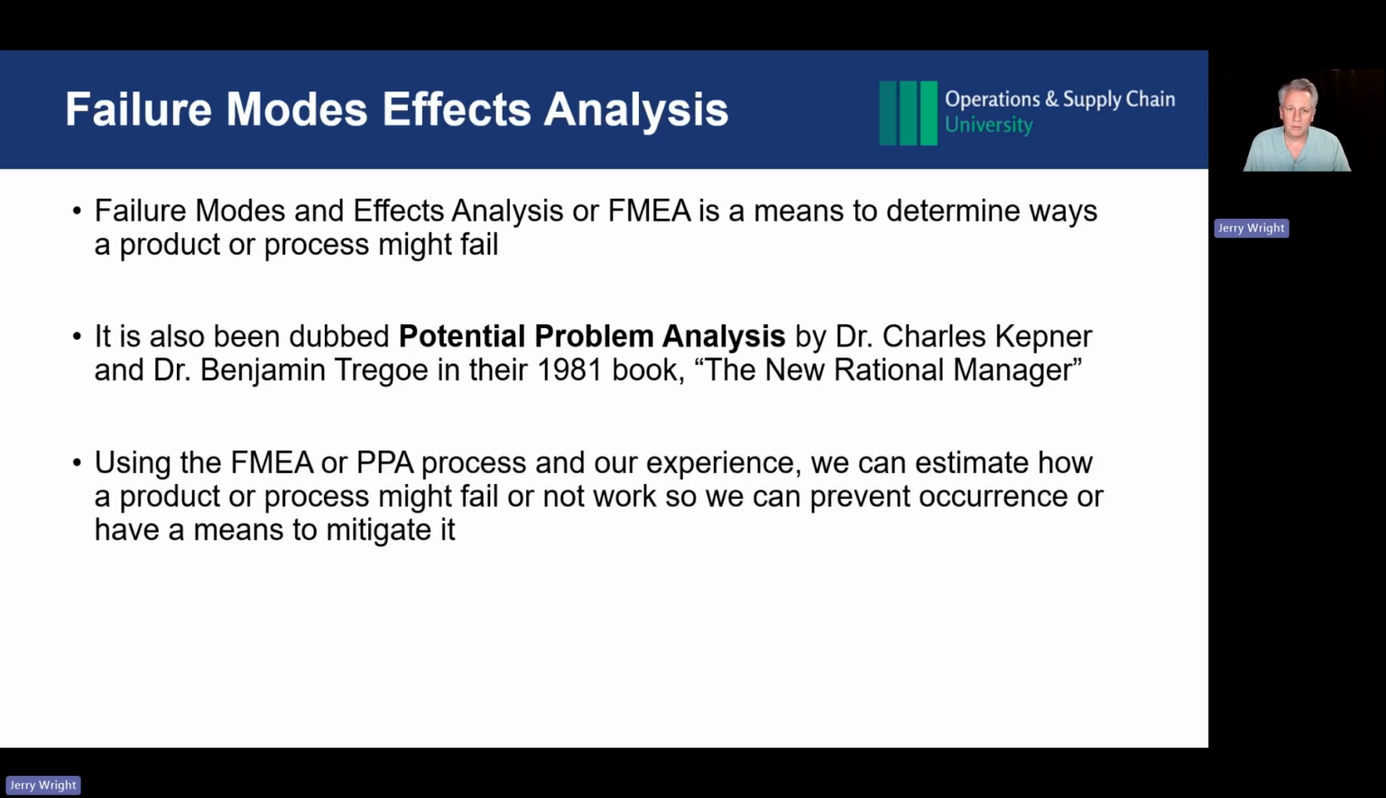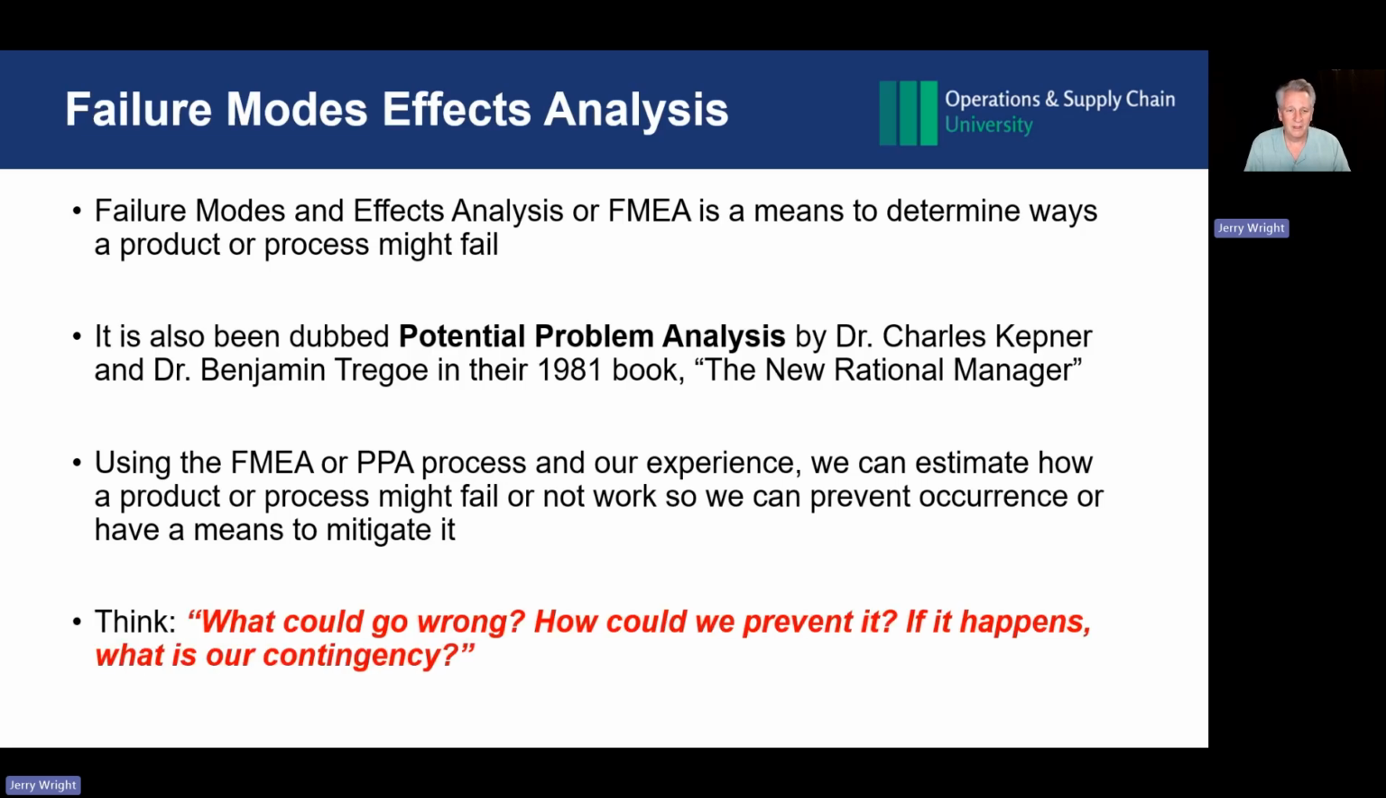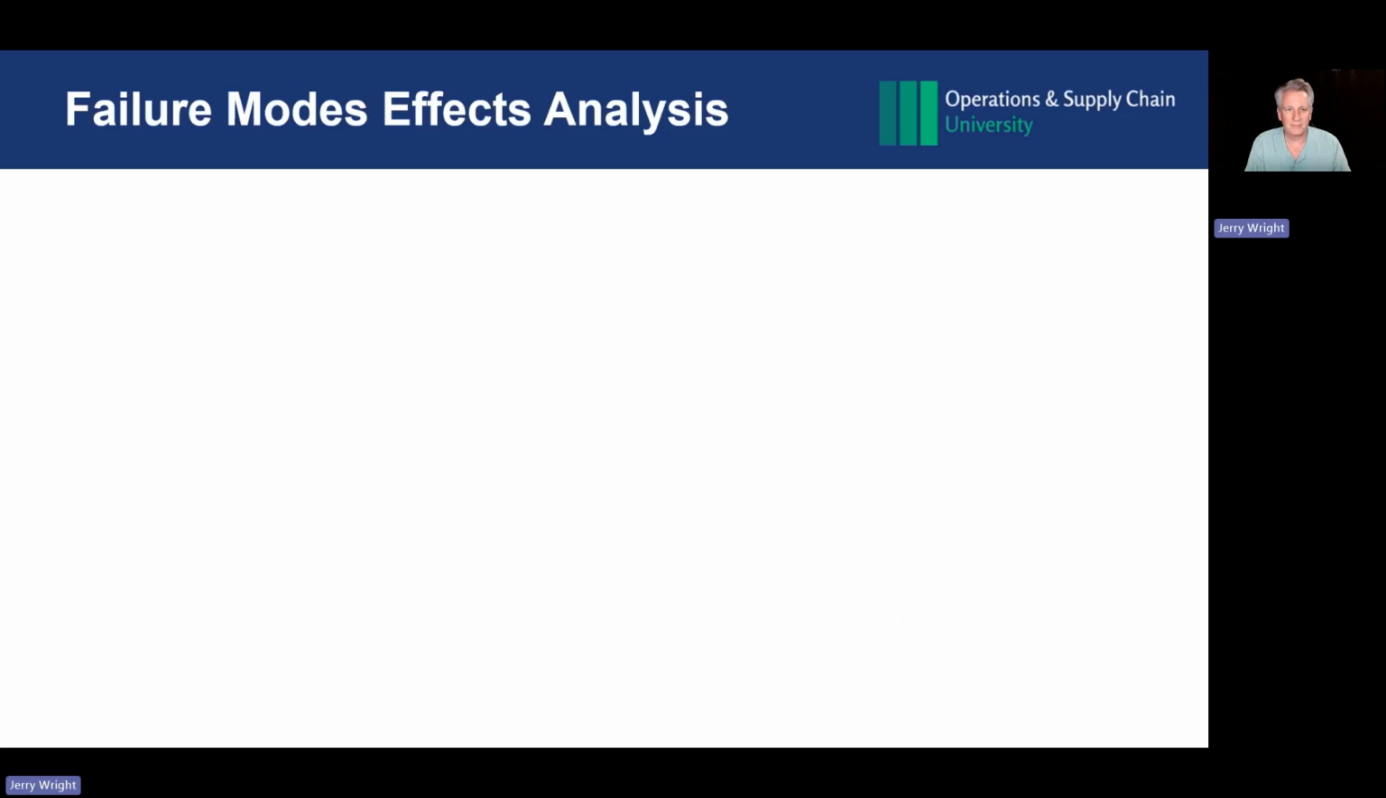Using the FMEA or PPA process and our experience, we can estimate how a product or process might fail or not work so we can prevent occurrence or have a means to mitigate it should something go wrong. Think in this way. What could go wrong? How could we prevent it? And if it happens, what is our contingency?